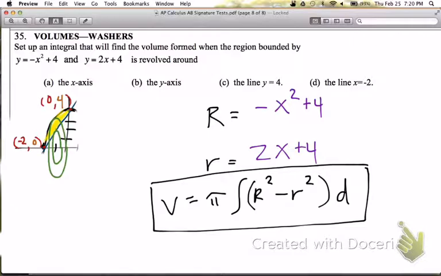And then again, because I'm revolving it around a horizontal line, the x-axis, I'm using the x limits. So it's going to be from -2 to 0 dx. So everything's in terms of x. My equations are in terms of x, my limits are in terms of x, and my integral is also in terms of x. So those are really the only things that are going to change for every single one of these: what my big R and little r happen to be, as well as my limits and what this should be. So that's part A.